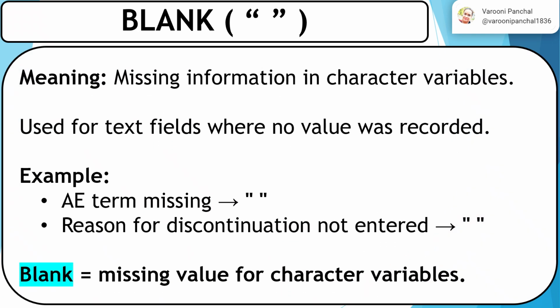Blank. Missing information in character variables. It is used for text fields where no value was recorded. Say, for example, an AE term that is missing is represented as blank. Reason for discontinuation not entered is represented as blank. So blank is generally the missing value for character variables.